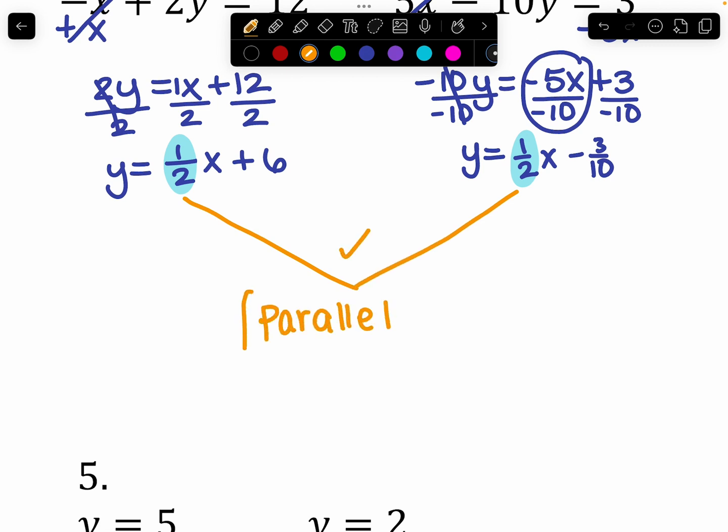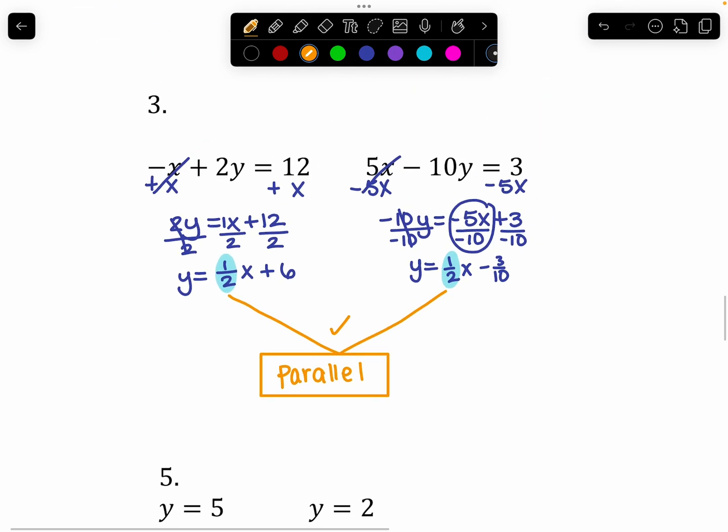And you would never have known that had we tried to look at whatever number was with x in the beginning like we tried to do. This was a -1 and this was a 5. So had we done it that way, they would not have appeared to be parallel. But once we rearranged the equations into a form that gives us slope, we can actually see that they are parallel.